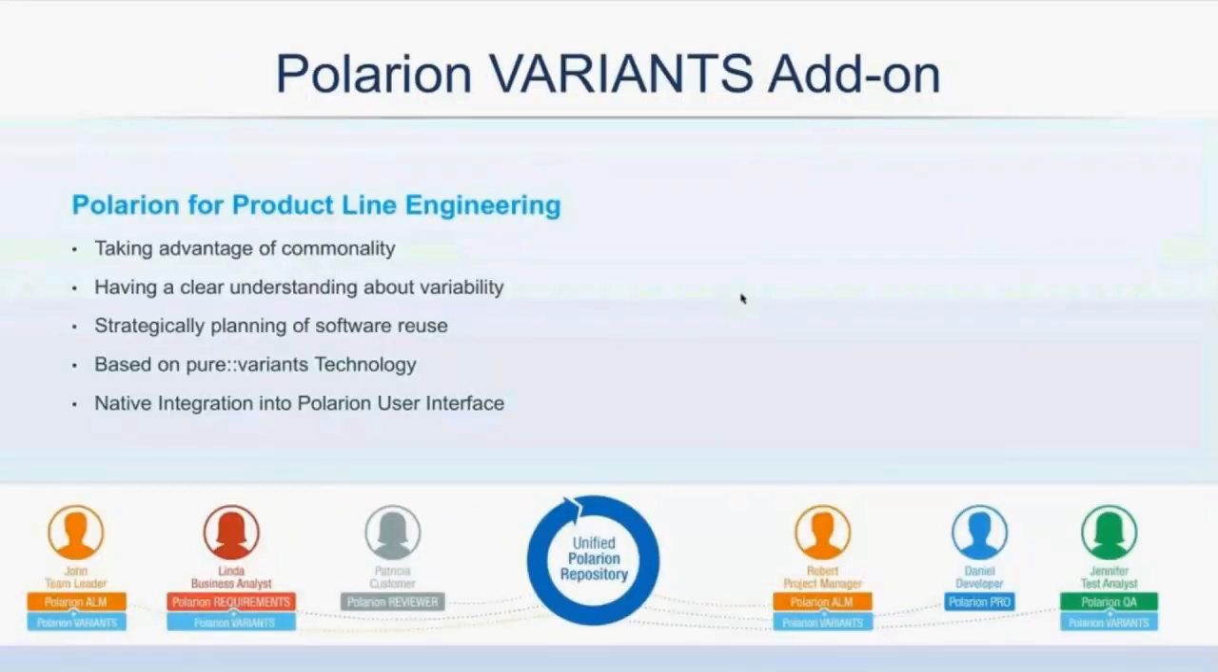Polarion for product line engineering is really taking advantage of the commonalities, but we also have a clear understanding about variability. So we define the feature model, we let you define the features of your variant, and it also allows you to strategically plan the software use. There is a dedicated webinar, dedicated presentation and white paper on our solution for variance management. It goes beyond the scope of this presentation. But if you are interested in this technology, definitely search our web, and you will find enough information on our website.